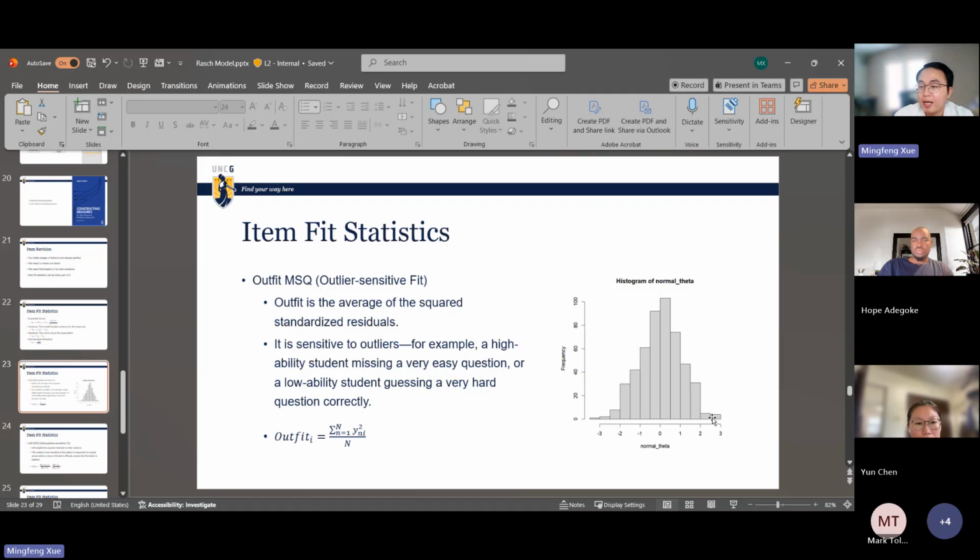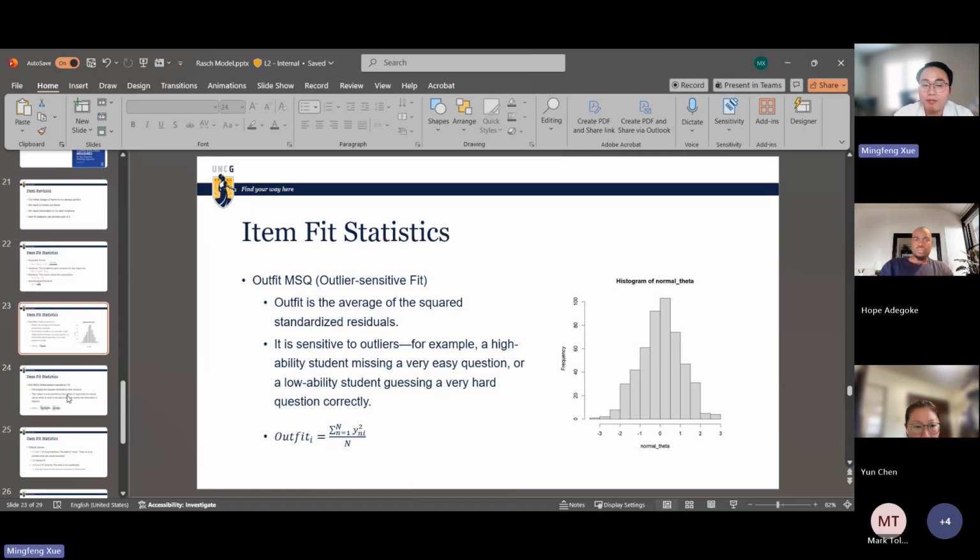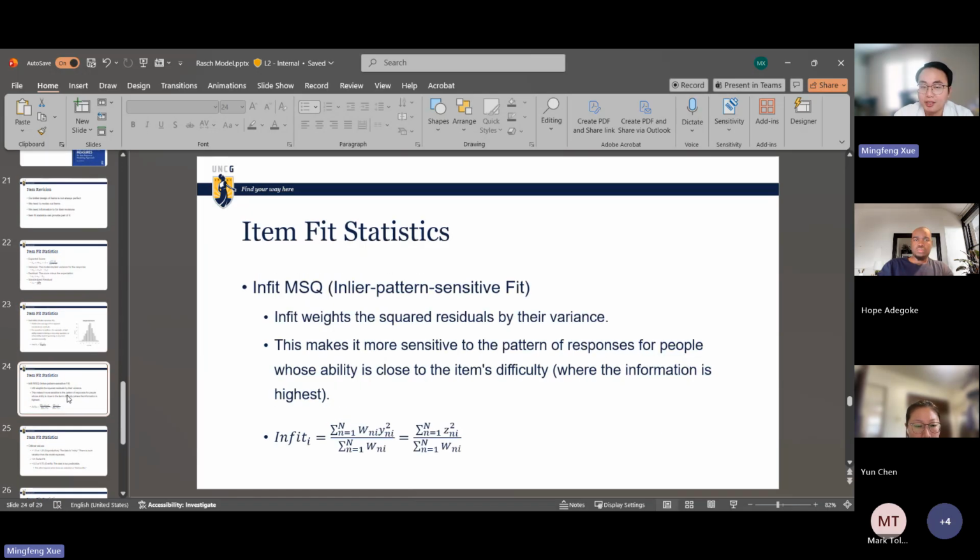For example, we have a main item that predicts its probability, and they should have a 90% probability of answering this item correctly. However, if accidentally they answer this item incorrectly, there will be a 0.9 in the outliers, in the misfit. So this will make the outfit statistic very sensitive at the extremes, and we can have another fit that we call infit.